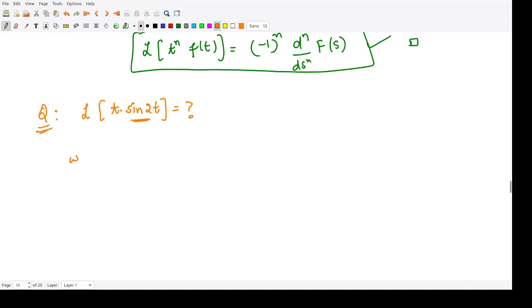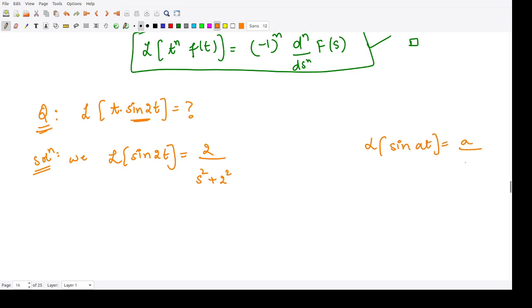We already know what is the Laplace transform of sine 2t. This would be 2 divided by s square plus 2 square. Why? Because the formula is Laplace transform of sine at is equal to a divided by s square plus a square. So this is nothing but f of s, by notation.